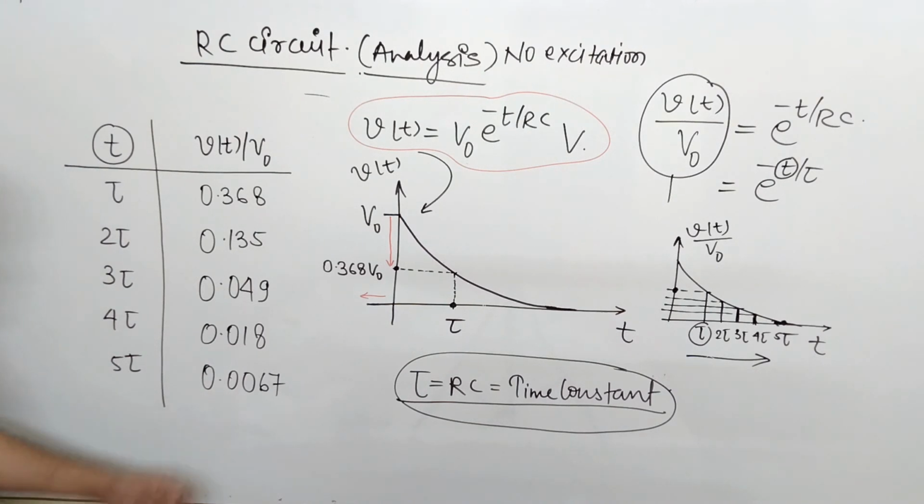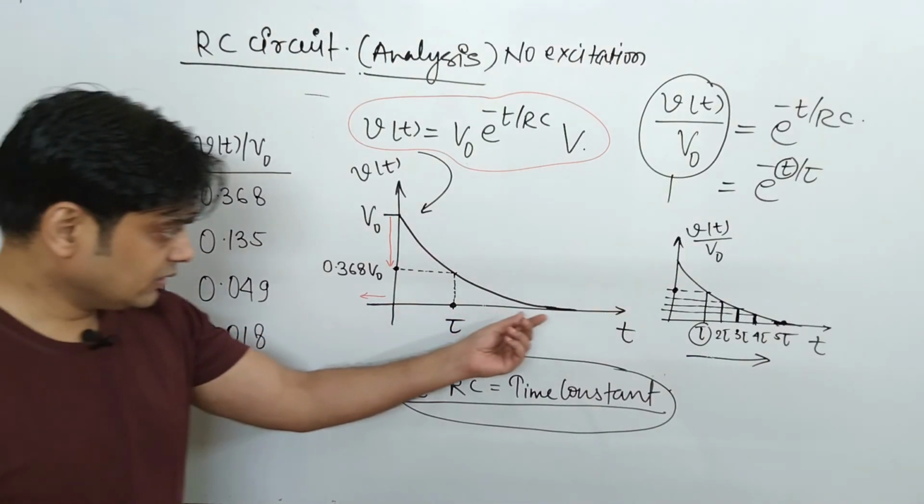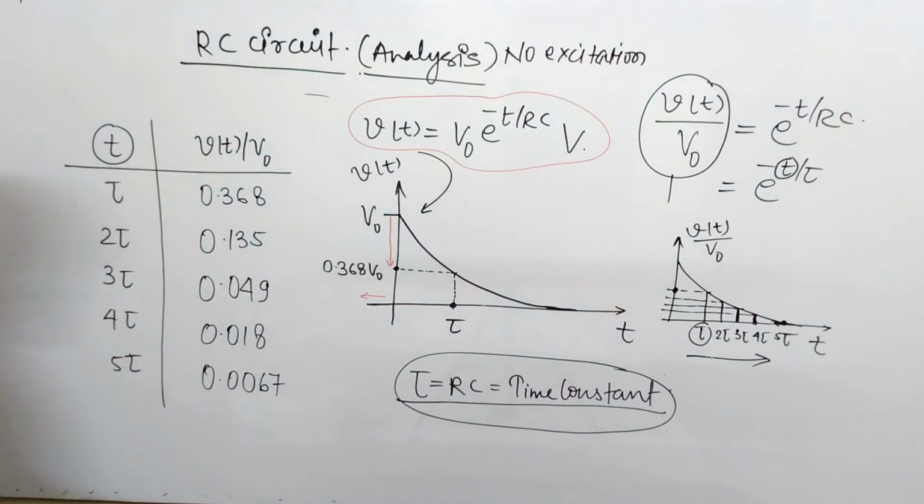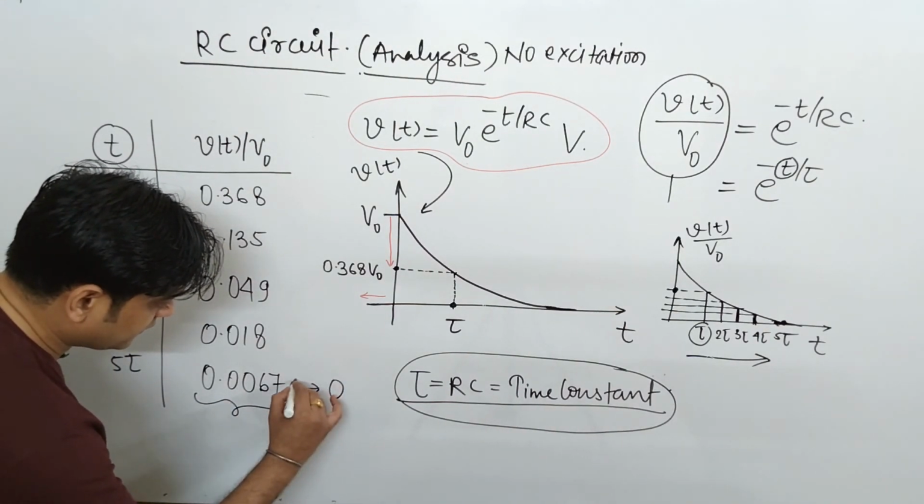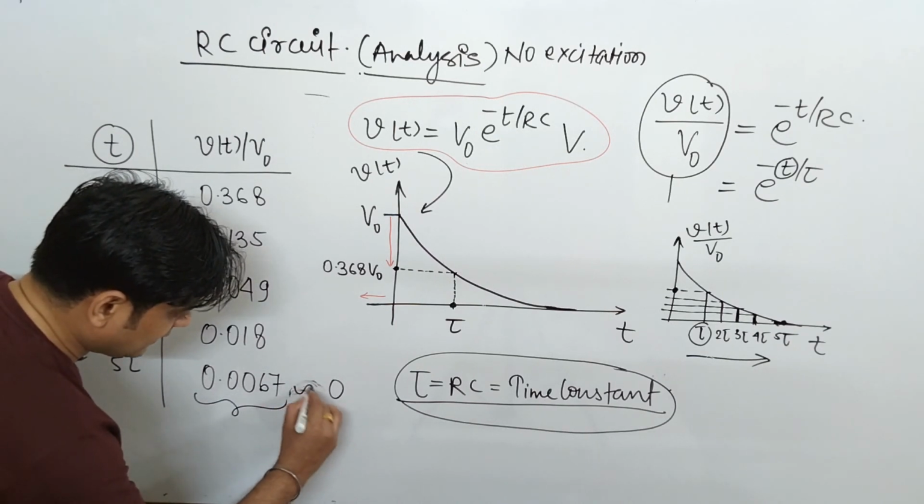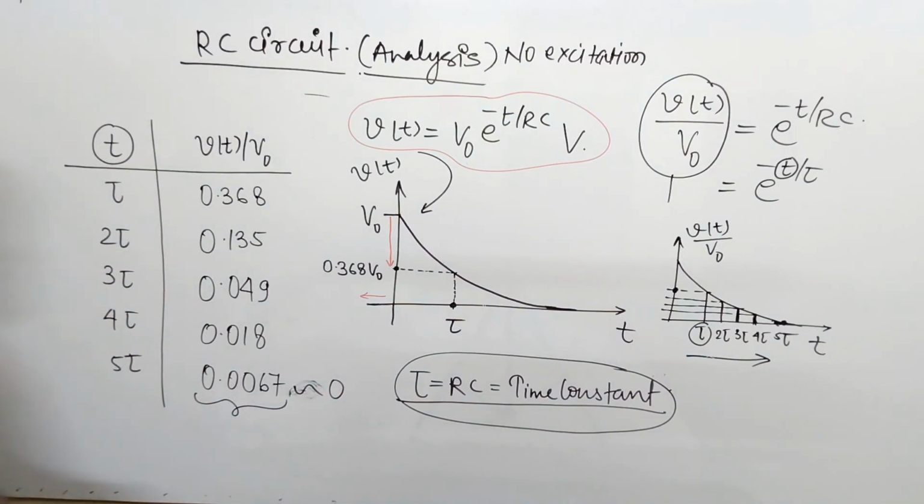That means at time t equal to 5 tau, this response goes almost to 0. If I write here an approximately equal sign, that shows that the value of Vt upon V0 almost goes to 0, or you can say your response goes to 0. It reflects that your capacitor is fully discharged, and once your capacitor is fully discharged, your output response goes to 0.